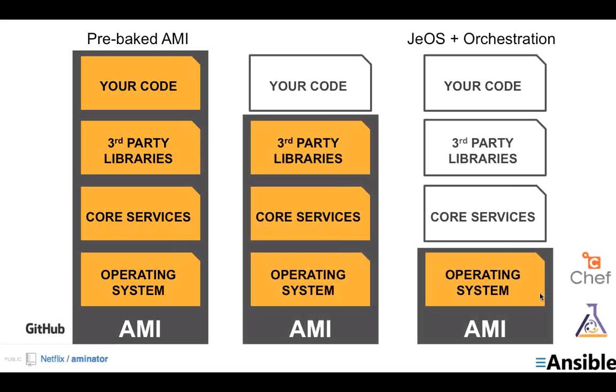The other way, which some companies and people prefer, is to use a so-called just enough operating system AMI. So a really minimal set of operating system binaries that are just providing the basic core services from the operating system that you need. And on top of that, they use tools like Chef, Puppet, or Ansible to finish loading the binaries, setting the configurations, and starting the application services. So this really depends on your personal preferences.